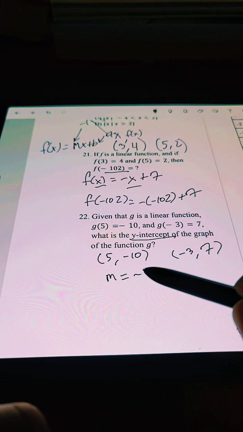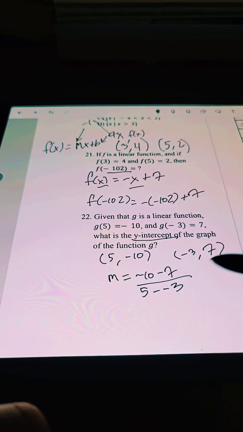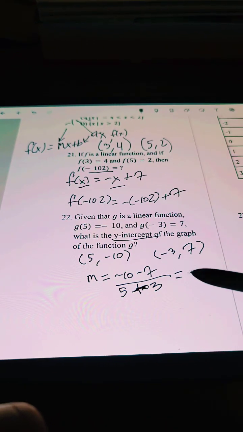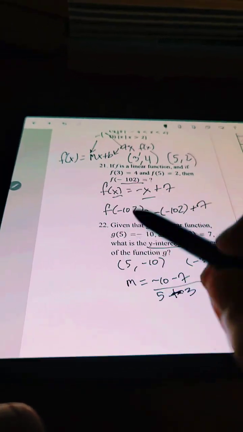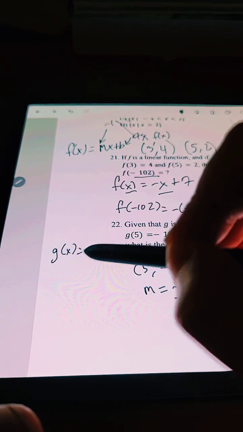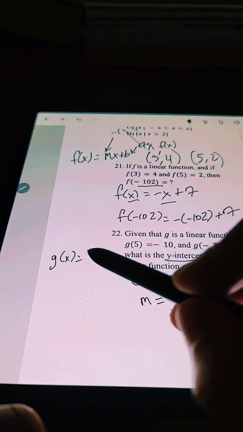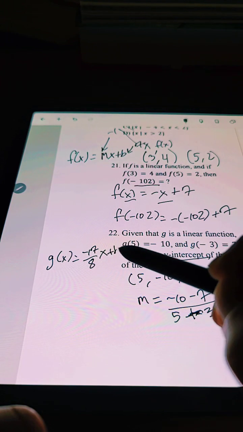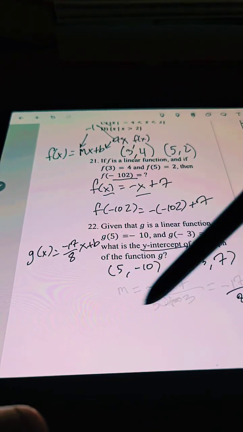So I'm going to do negative 10 minus 7 over 5 minus negative 3. Minus and minus is a plus. So this is going to be negative 17 over 8. That's my slope. So if I'm writing out the linear function right now, g of x is equal to mx plus b, with my m being negative 17/8, and then x plus b. I'm trying to find b, the y-intercept.